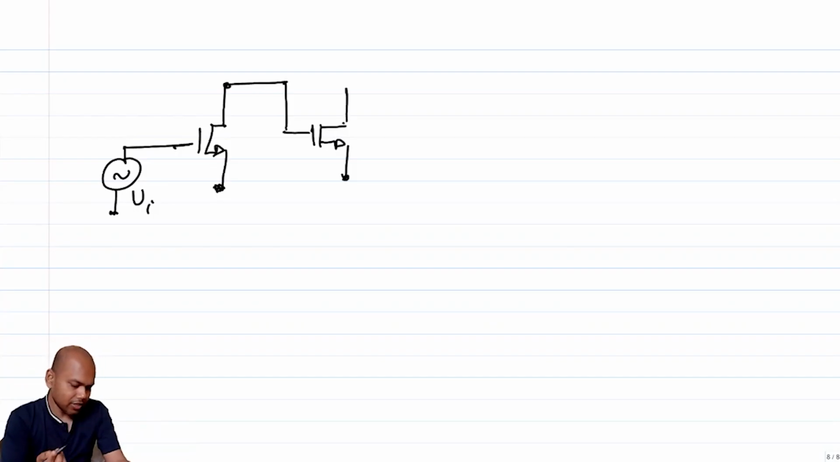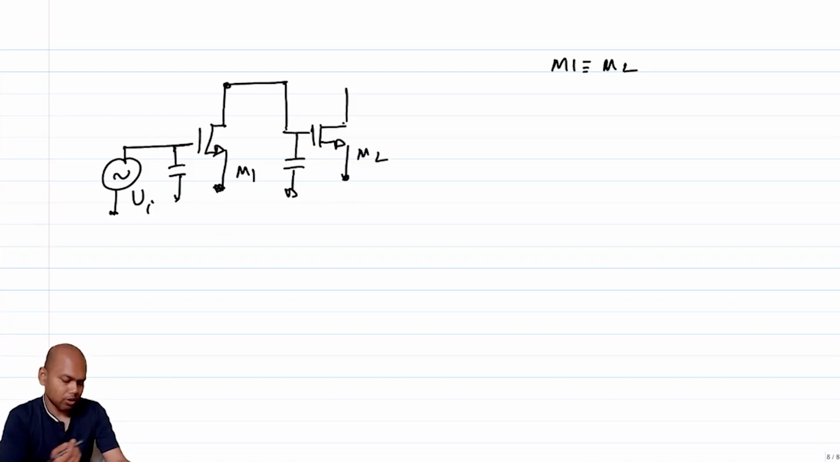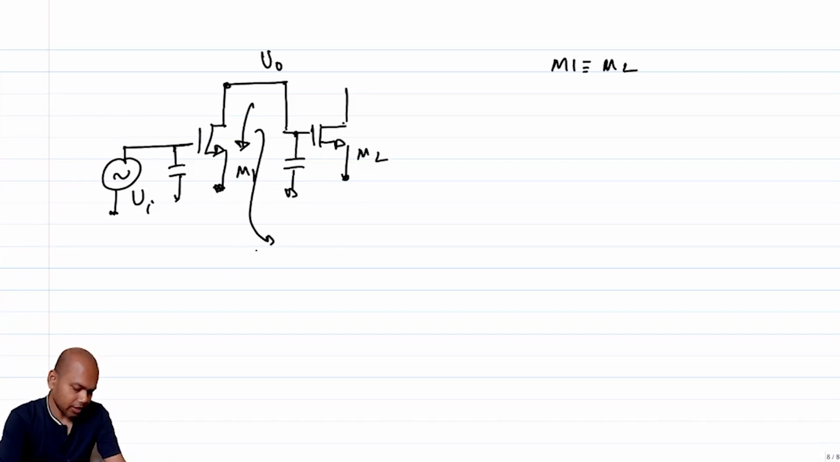So in a very simplistic model, if I assume that this CGS here and this CGS are identical, these two MOSFETs M1 and M2 are identical, then the CGS capacitances are also identical, right? And there is some load connected to the output of M2, so we don't have to bother about the load right now. So, what is the incremental current that is flowing out of M1? And I am interested in finding out V0 with respect to Vi. So, the incremental current that is flowing out is Gm times Vi.